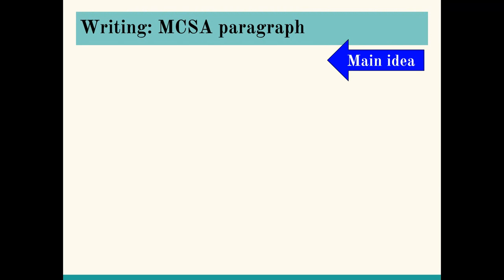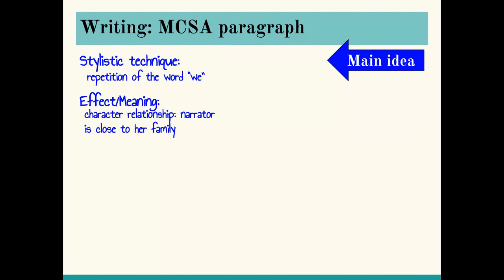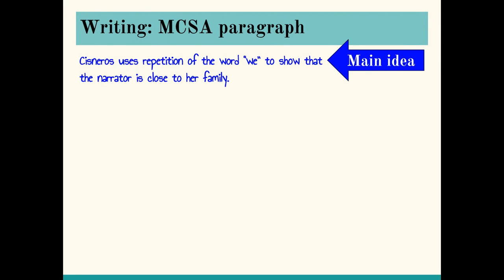Okay, so I know that the first thing that I need to write when I'm writing my MCSA paragraph is my main idea. If I go back to my pre-writing, I know that I identified that I was going to talk about the repetition of the word we. That's the stylistic technique that I'm going to talk about. And I know that I'm going to explain how that repetition of the word we shows that the narrator is close to her family. That's what my paragraph is going to be about, so that's what my topic sentence needs to be. Here's my one sentence that explains my main idea for this paragraph: Cisneros uses repetition of the word we to show that the narrator is close to her family.